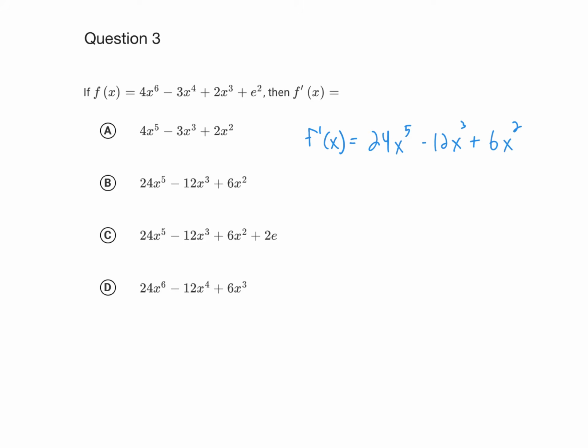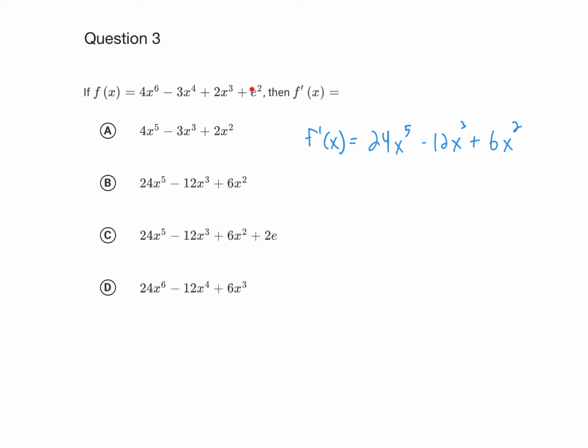Okay, now, derivative of e squared. There are different ways that people might accidentally look at this. You might look at this as an exponential function, or you might look at this as just these terms. So this is just a constant. Notice there's no x's. E is just a number, 2 is just a number. So this whole thing is just some number.